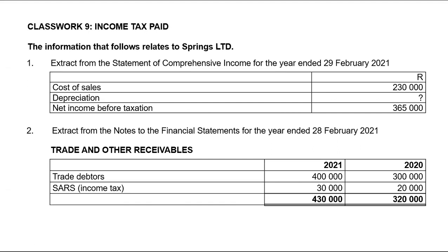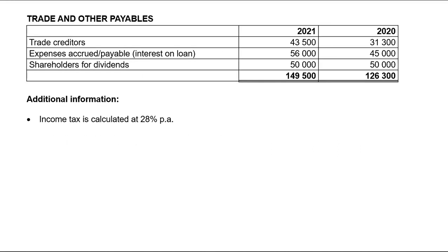Now, when you look at the notes of the financial statements, they give us trade and other receivables. And for trade and other receivables already, we've got SARS income tax. For last year, it was 20,000. For this year, it is 30,000. Obviously, we don't expect to find any SARS income tax on the trade and other payables. Additional information tells us that our tax rate is calculated at 28%.